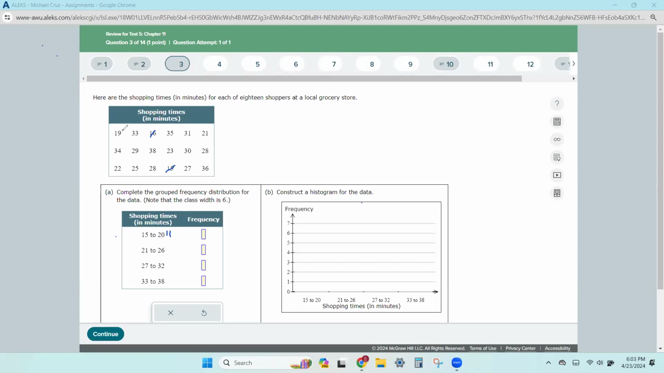Oh, wait a minute. There's 19. Nothing else in the teens or 20. So this is going to be 3. 21 to 26. So 1, 2, 3. So 4 of those.